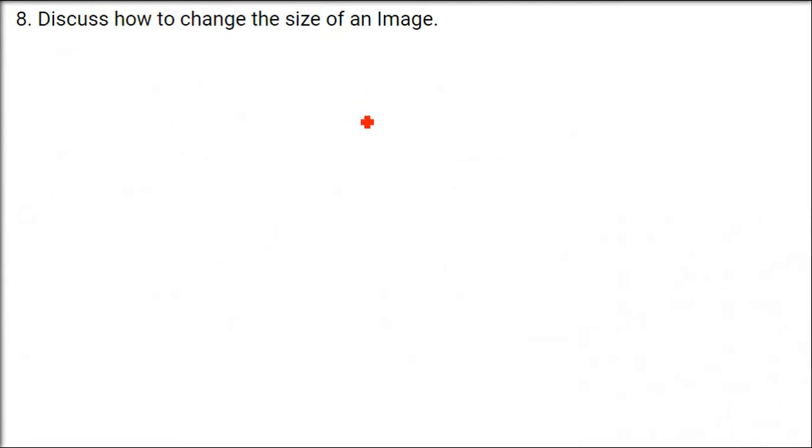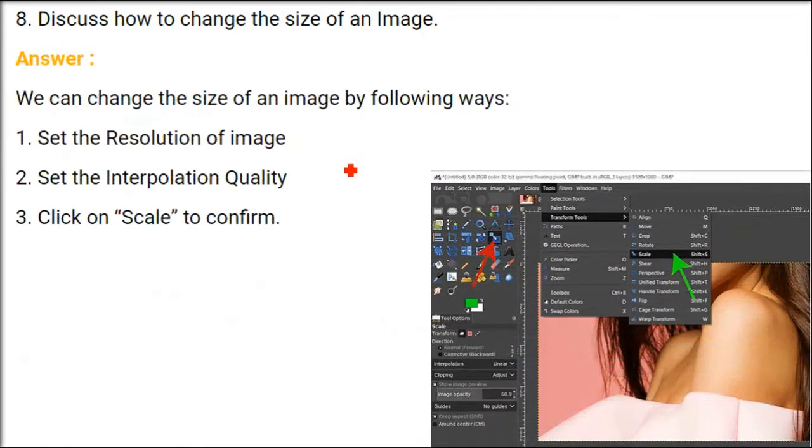Discuss how to change the size of an image. So how do you change the size of the image? If you see, this is an image and you want to scale it. You can set the resolution of the image. There are certain interpolation qualities that you can change. Interpolation is from mathematics: if you have certain points, as I said, everything in image processing is mathematics, you can interpolate or extrapolate with certain points.